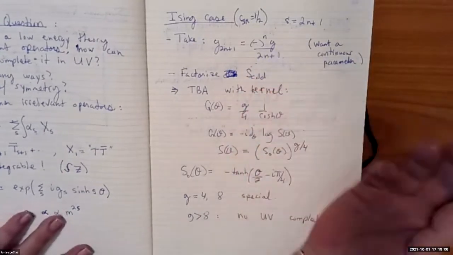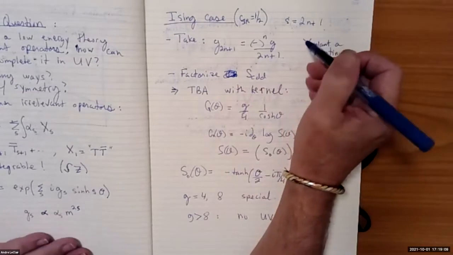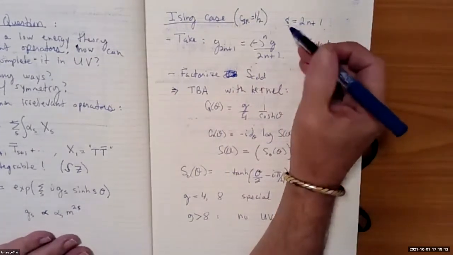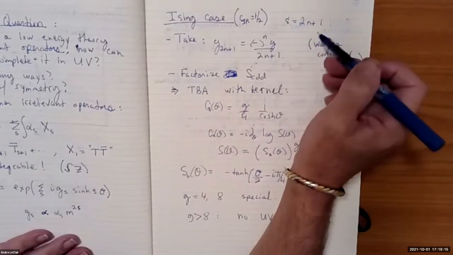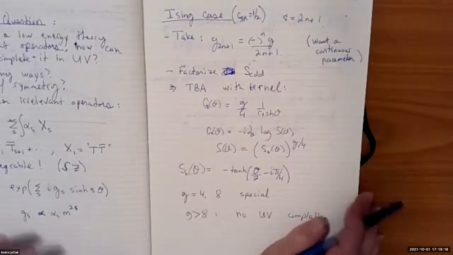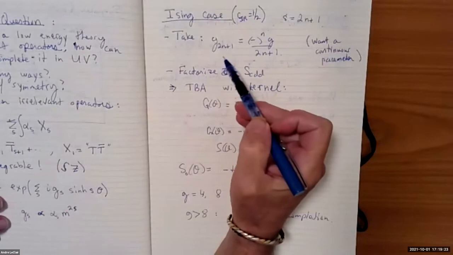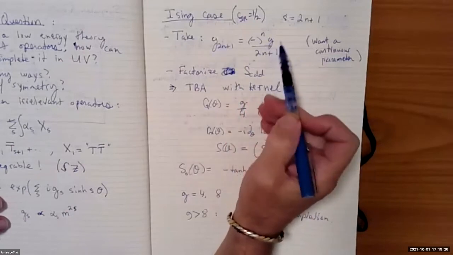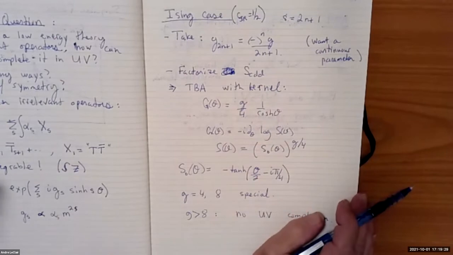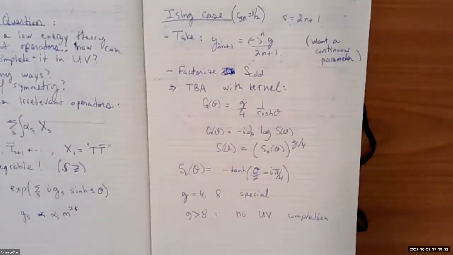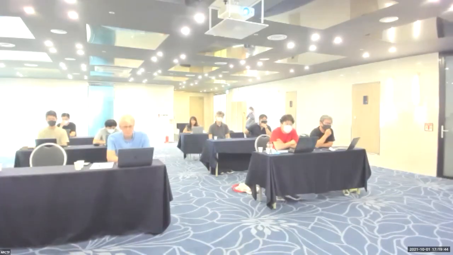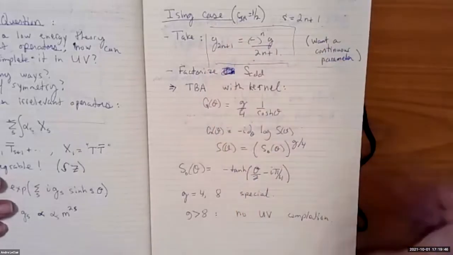Here is what I wanted to do. I figured there's probably an infinite number of irrelevant operators, which is generally what happens, so I'm going to include all of them. Then I want a continuous parameter like the standard TTbar, where you have alpha, a continuous parameter, and G is just minus alpha m squared. So I'm going to choose this.